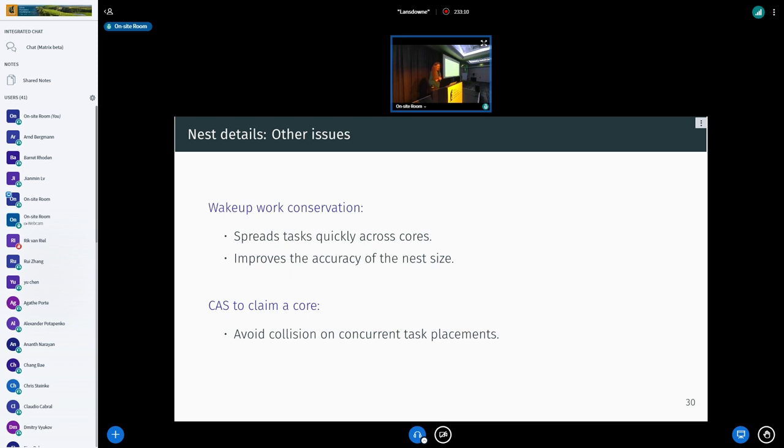We're not going to get any benefit in that case. We don't want to get any overhead in that case either. And so to address that, we make CFS be more aggressive about how it searches for cores, what we call wake up work conservation, and that way we can get the nest to be the proper size for the application as quickly as possible. Yes?